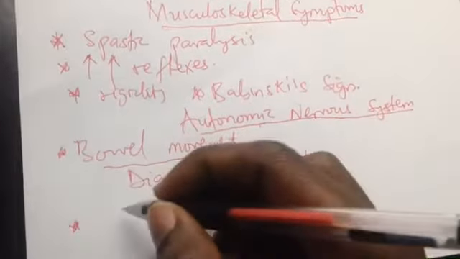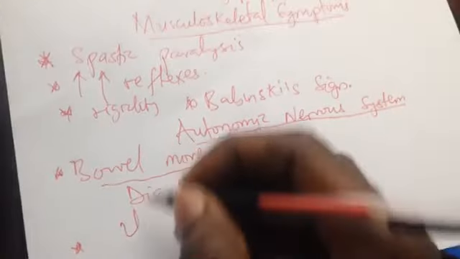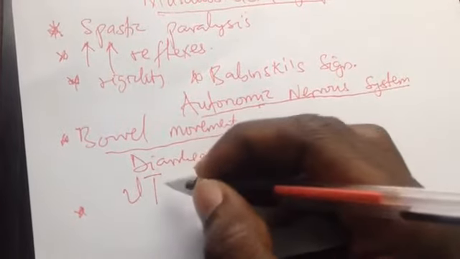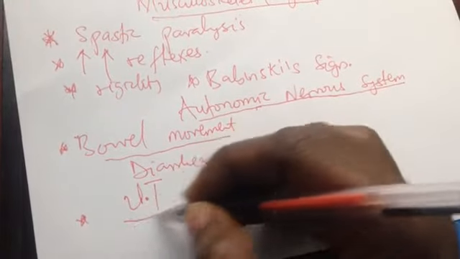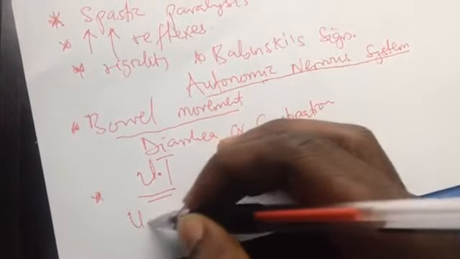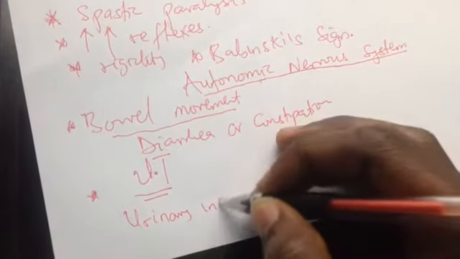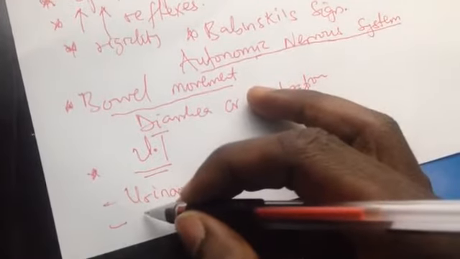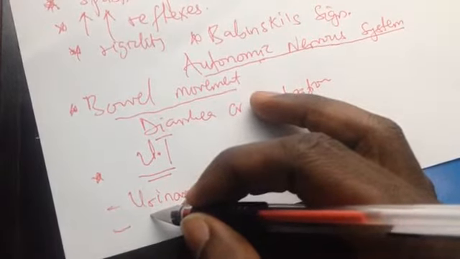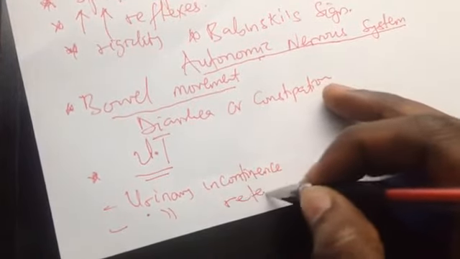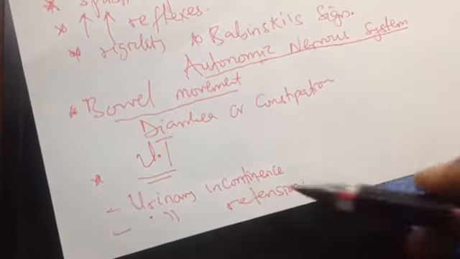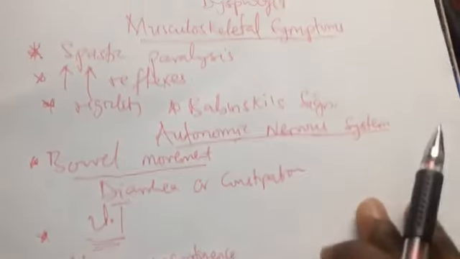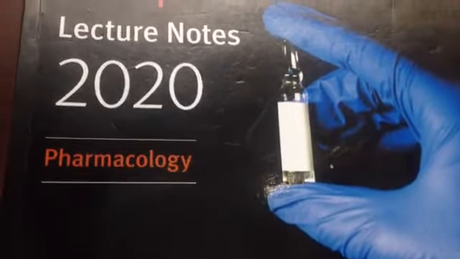So that is it. Then we have another symptom, urinary tract symptoms. The patient will have urinary incontinence, or, if not urinary incontinence, will have urinary retention, depending on whether the parasympathetic or the sympathetic nervous system is more damaged than the other. So that is it.